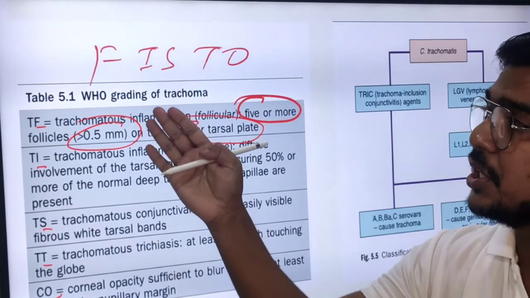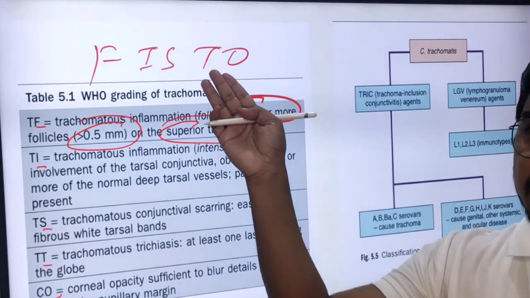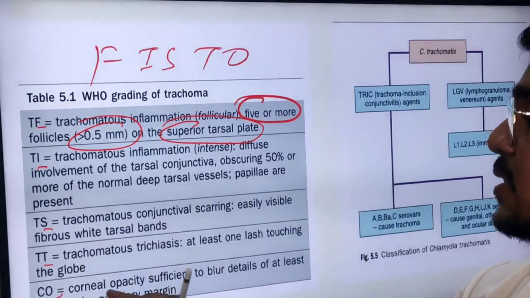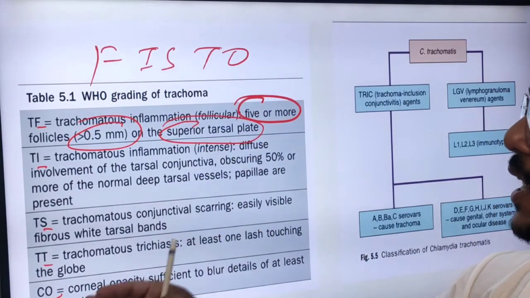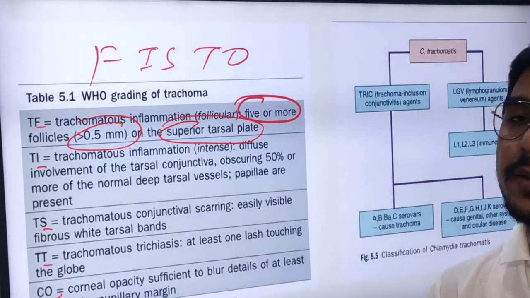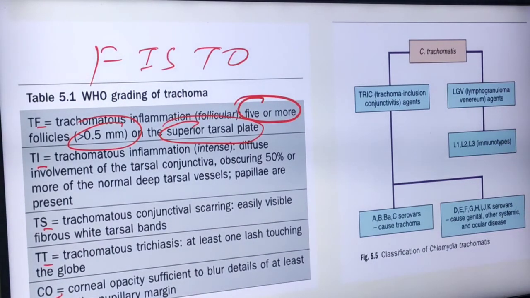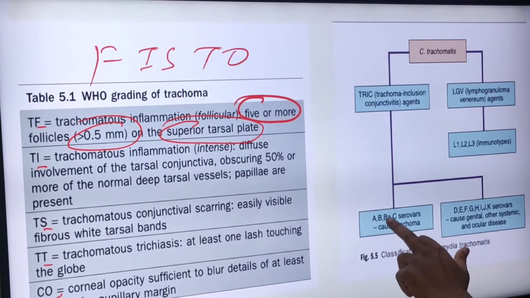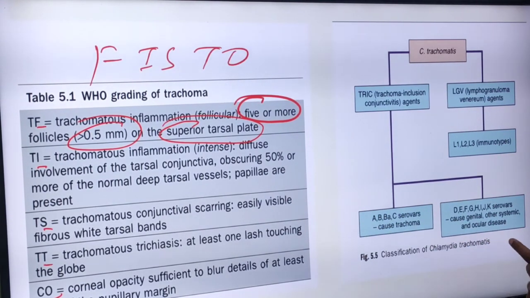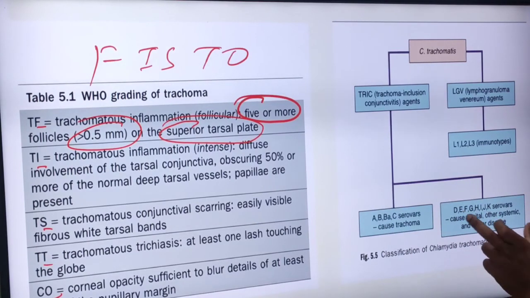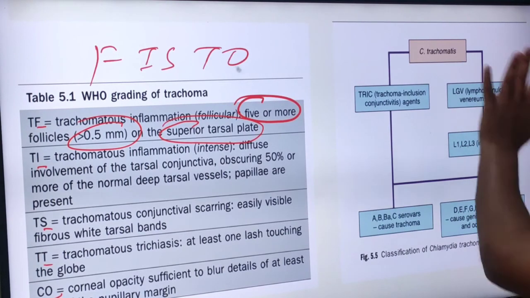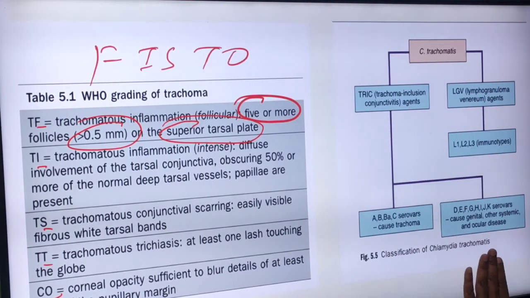Then there is intense inflammation, then there is scarring, then there is trichiasis, meaning inward movement of the eyelashes touching the cornea. This constant touching by the trichiasis leads to corneal opacity. So you have to treat trichiasis by removing the eyelashes, and opacity by surgical intervention. And now Chlamydia trachomatis A, B, Ba and C serovars are causing trachoma, and D to K are causing other genital conditions. The rest of Chlamydia trachomatis is LGV, lymphogranuloma venereum. You have to remember this. This is the classification of Chlamydia trachomatis.